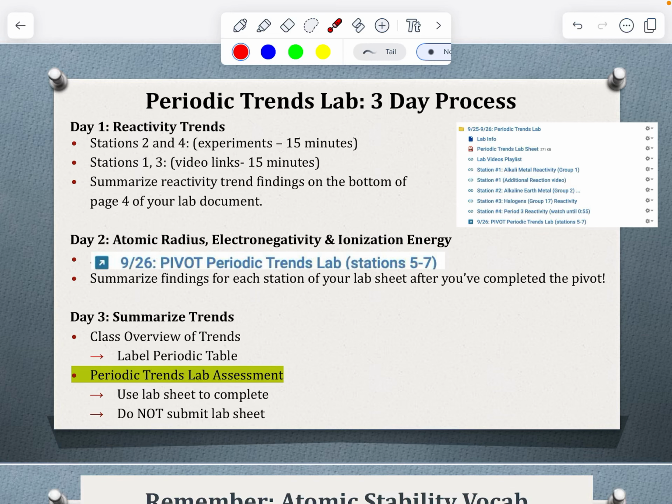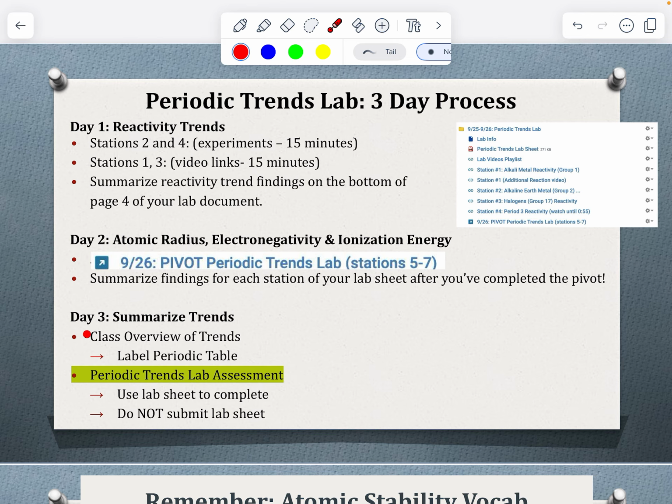These are the notes on summarizing the trends from your periodic trend lab. You should have already on your own completed day 1, which is looking at the reactivity trends in stations 1 through 4. You also should have completed the pivot on periodic trends that looks at stations 5 through 7. And then you should have tried summarizing your findings on your lab sheet on your own.